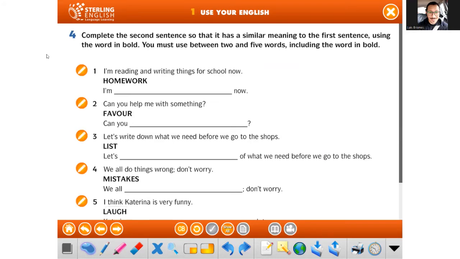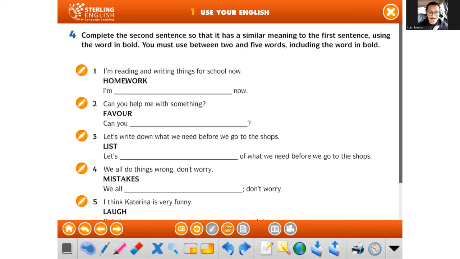It says complete the second sentence so that it has a similar meaning to the first sentence using the words in bold. You must use between 2 and 5 words, including the word in bold, right? 2 to 5 words. So I'm reading and writing these things for school now. What words would you use to make a sentence similar to this first one? I'm reading and writing things for school now.